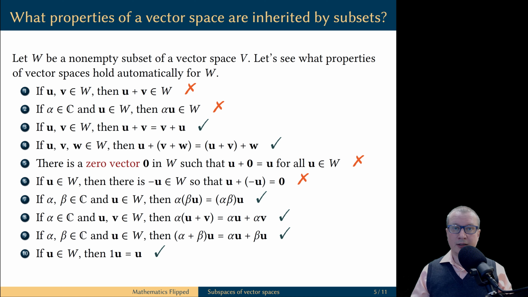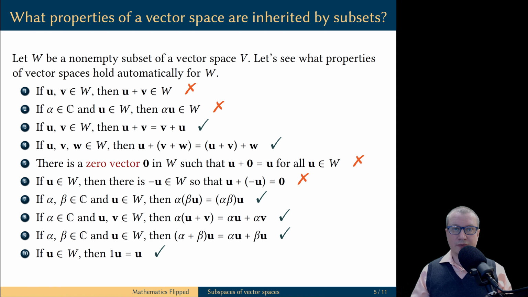So, in the end, we did not do so bad. 6 out of 10 properties will be inherited automatically by any subset of a vector space, and it only remains to check that the subset satisfies the 4 properties that are not guaranteed to transfer.